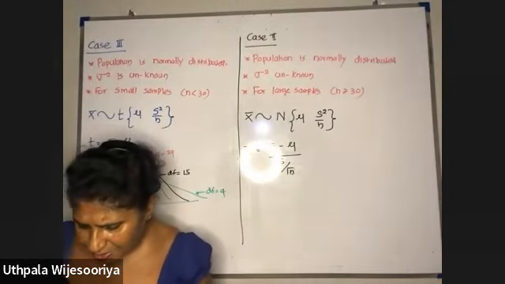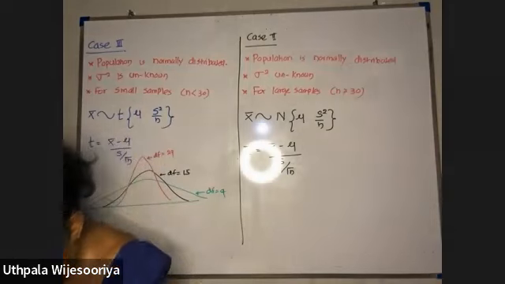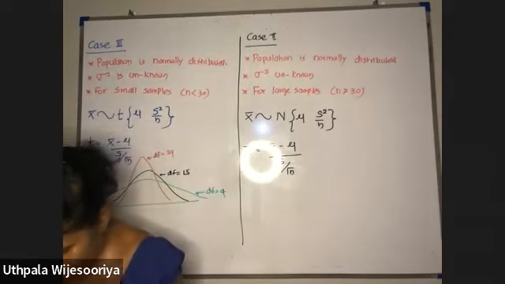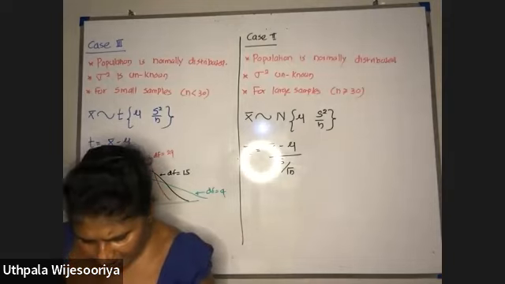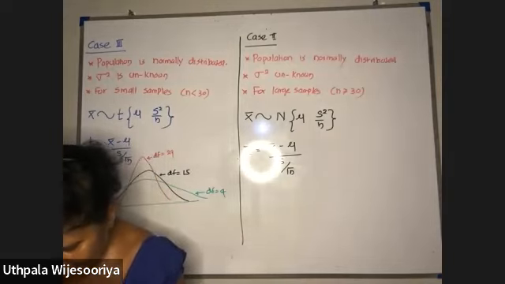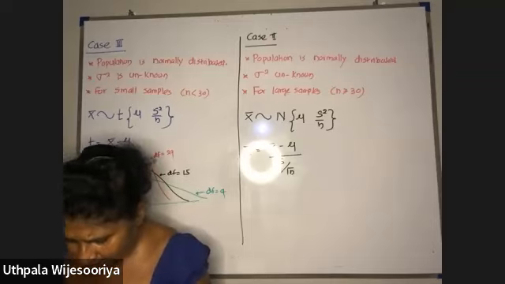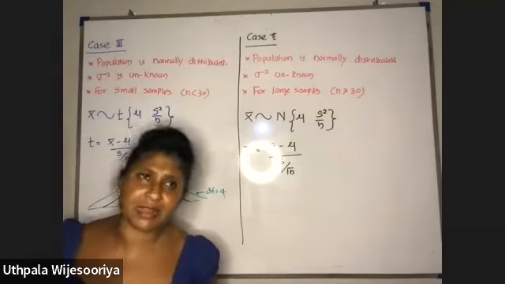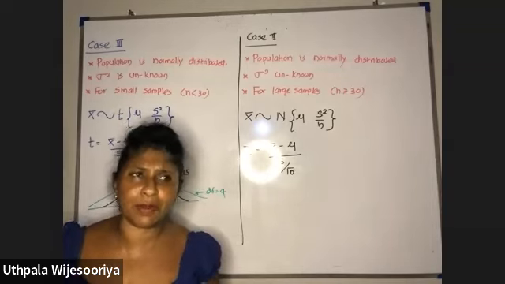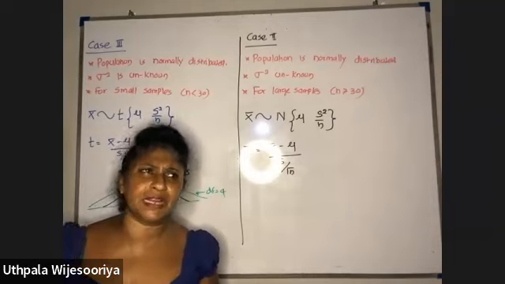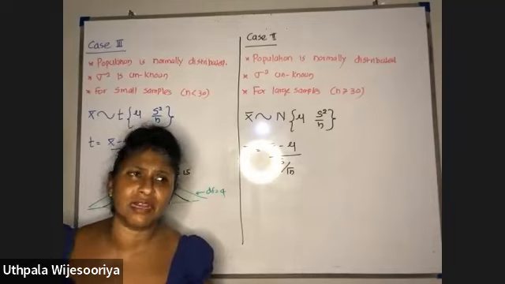The sampling distribution of sample means associated with a non-normal population is approximately normal when the sample size n is greater than or equal to 30, in accordance with the central limit theorem. So this is based on a particular theorem that is called the central limit theorem.